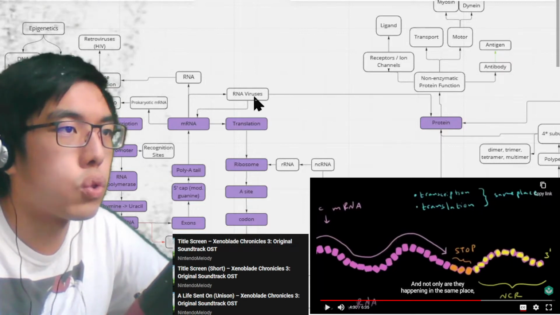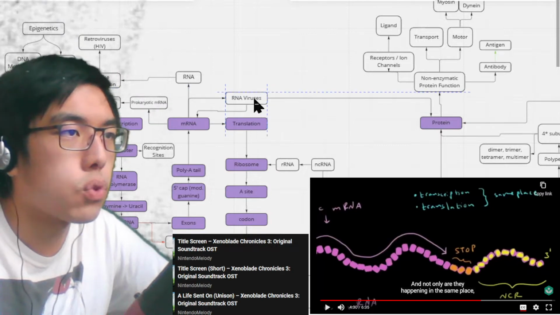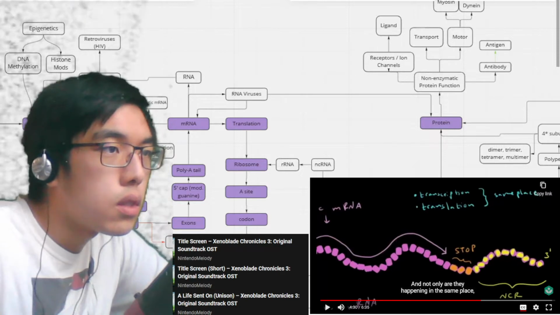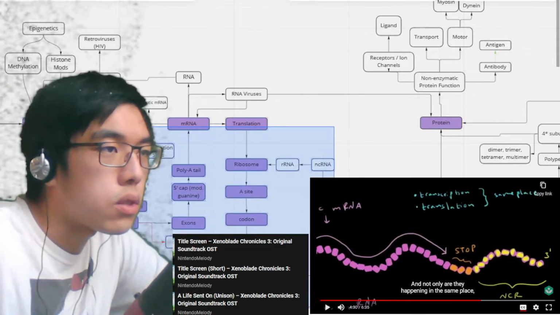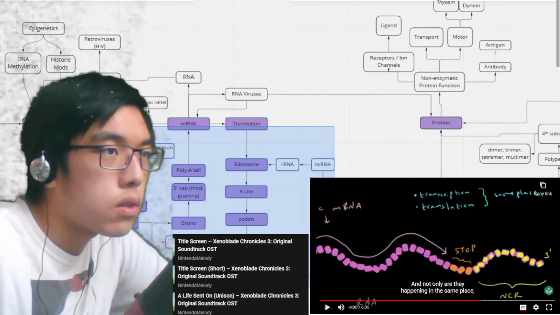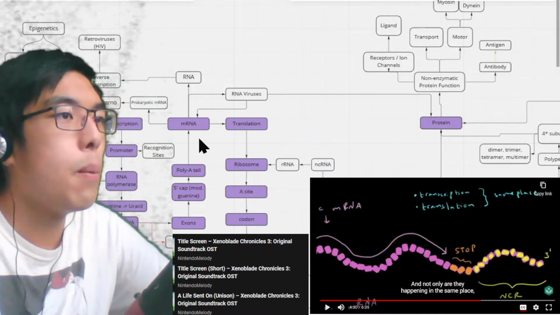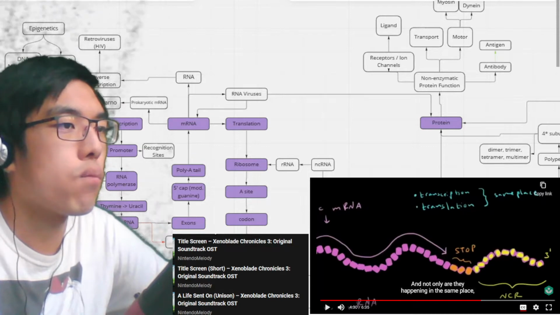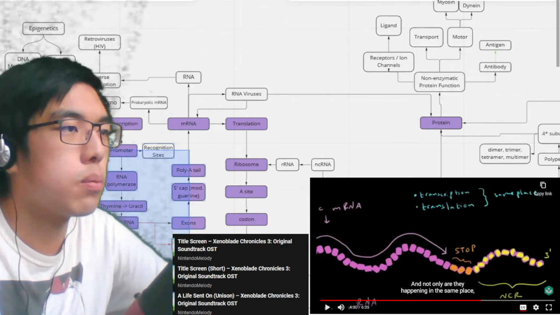Kind of a tough line to draw here, to draw some kind of connection between translation and transcription in regards to RNA, or sorry, in regards to prokaryotic cells. It's kind of difficult, actually. Let's see. Line this up, bring this down.